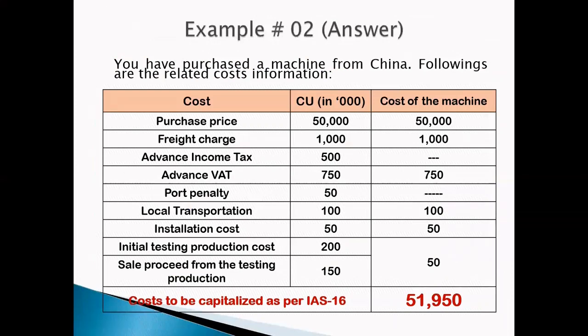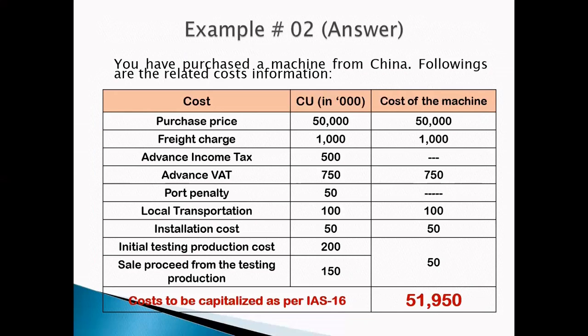you can see that we are capitalizing all the costs except for two. Advance income tax. Why did we not capitalize it? Because this is a refundable expense. So because it is refundable, we don't capitalize it. And port penalty, this is not refundable, but this is avoidable. We pay penalty whenever we do something wrong. That's why it is avoidable.